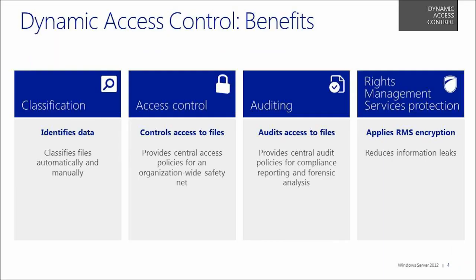In conclusion, we saw how Dynamic Access Control in Windows Server 2012 provides a new way for organizations to control access to information and achieve regulatory compliance. Organizations can classify unstructured data on their file servers easily. They can apply information governance based on this classification by using next generation access and auditing controls, as well as classification based encryption. Thank you.